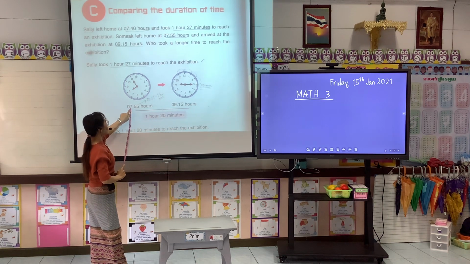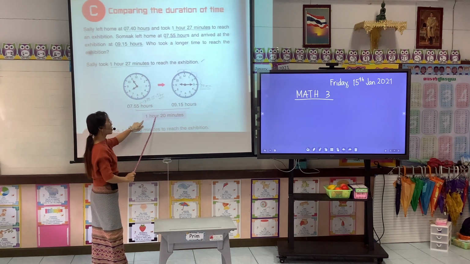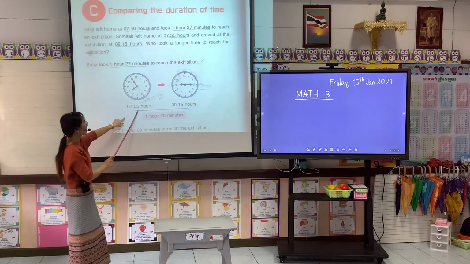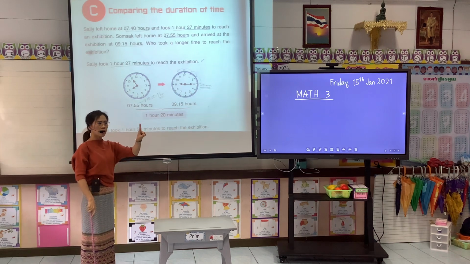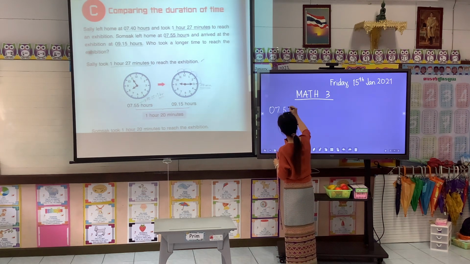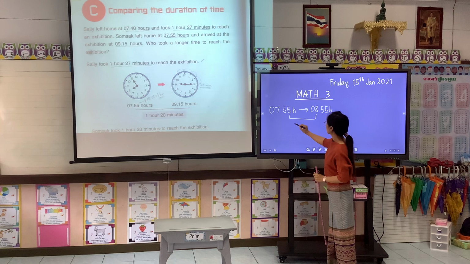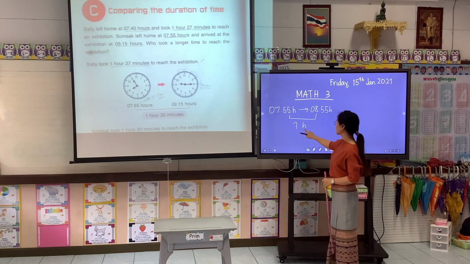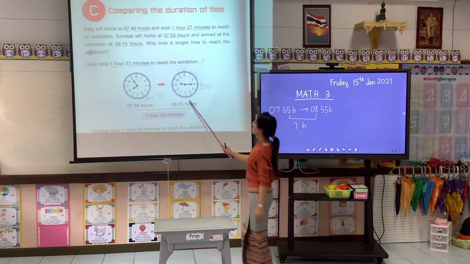Meaning to say, from 07:55 hours to 09:15 hours, the duration, the length between the two times, is 1 hour 20 minutes. How come? Let's take a look. From 07:55 to 08:55 hours, that is 1 hour, isn't it? Right? That is equal to 1 hour. We can write H as an abbreviation for hour, okay? 1 hour, right?